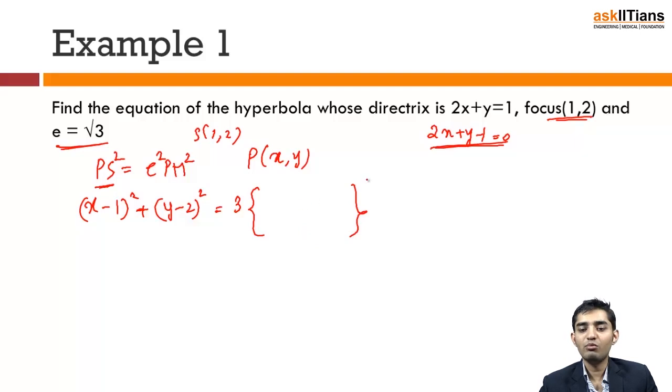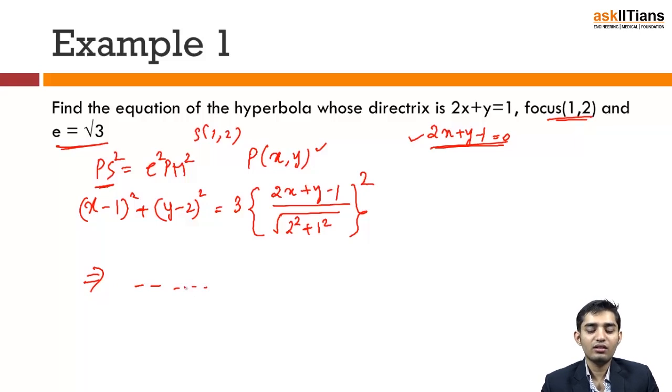And PM square will be the distance of this point from this line. So put this point in this line, and I will get this, divided by coefficient of x square plus coefficient of y square. This you might have studied in straight line, right? How to find the perpendicular distance from a point to a line. So this will be PM whole square, right? Now if you simplify this, you will get the equation of hyperbola, right? Now you can simplify this, okay?